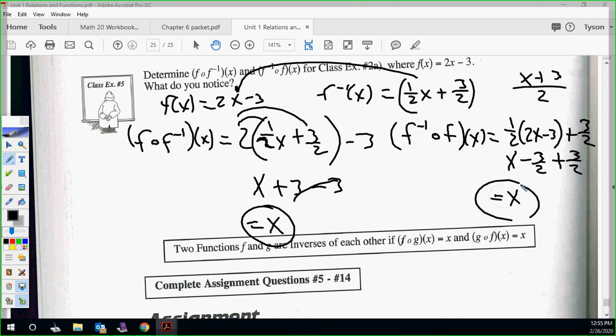So that's not a coincidence. Two functions f and g are inverse of each other if f of g of x equals x or g of f of x equals x. So if you want to test if things are inverses, you can put them in for each other and see if it comes out to be x. All right? If you want to test for an inverse.